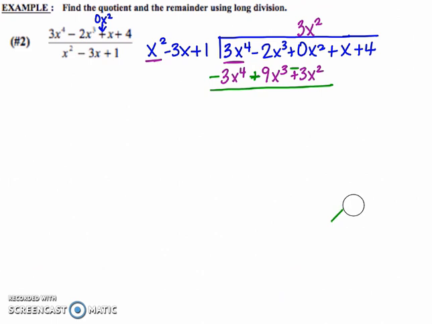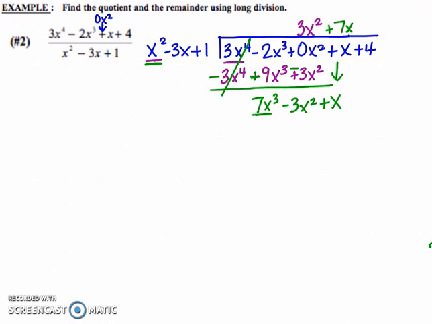And now we go ahead and we add our like terms. So those cancel. Negative 2x cubed plus 9x cubed gives us 7x cubed. 0x squared plus negative 3x squared is negative 3x squared. And we're going to bring down the next term, which is positive x. And now we're going to repeat this process again. We're going to look at the x squared and the 7x cubed. And we're going to say, what would you have to multiply x squared by to make 7x cubed? The answer is a positive 7x.